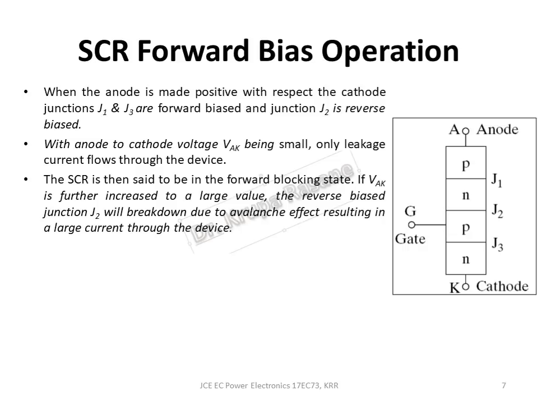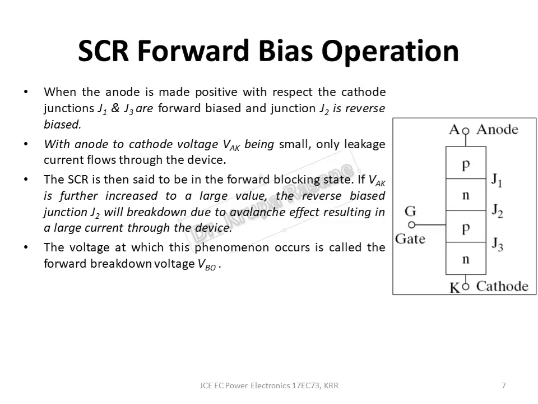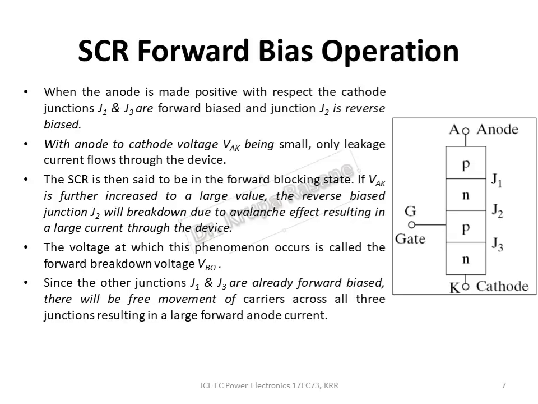If VAK is further increased to a large value, the reverse biased junction J2 will break down due to avalanche effect, resulting in a large current through the device. Once this breaks down, since J1 and J3 are already forward biased, it is going to conduct. The voltage at which this phenomenon occurs is called the forward breakover voltage, that is VBO. I will show you that in the graph.